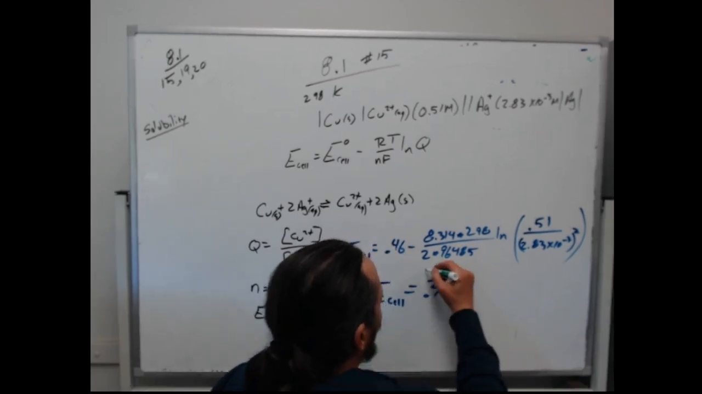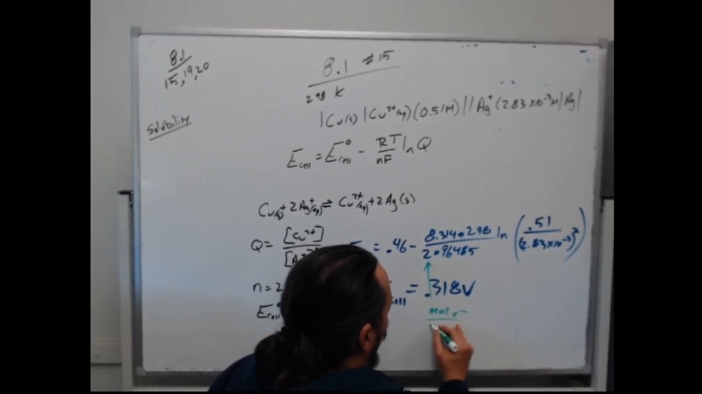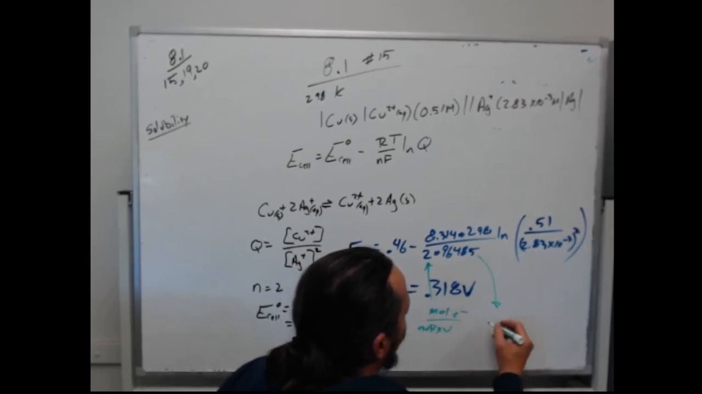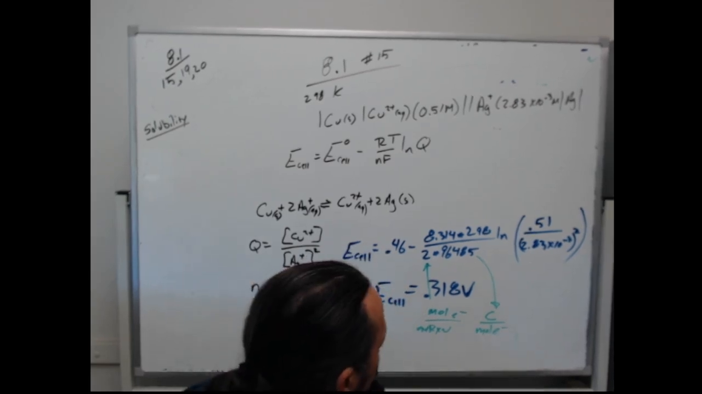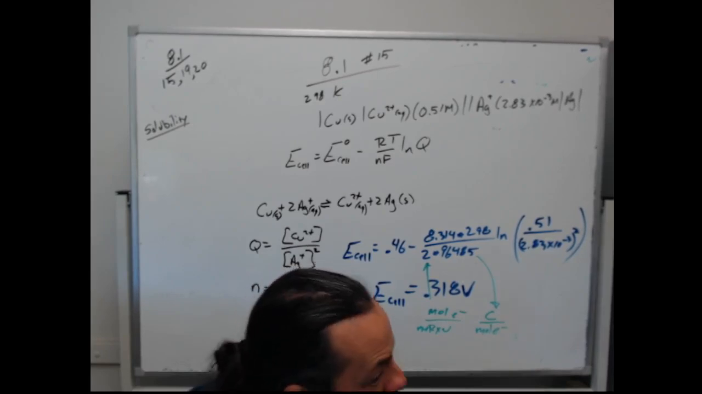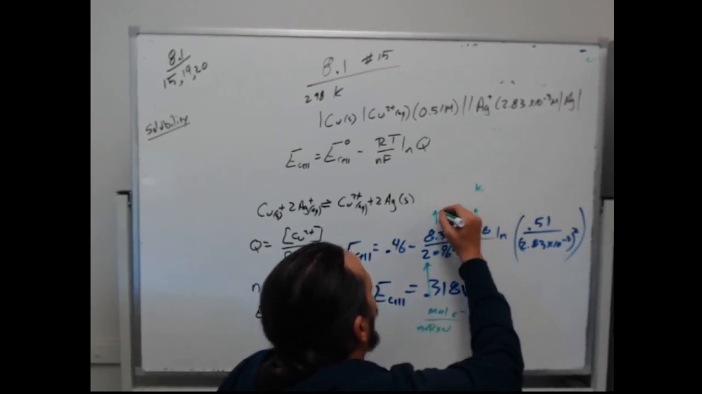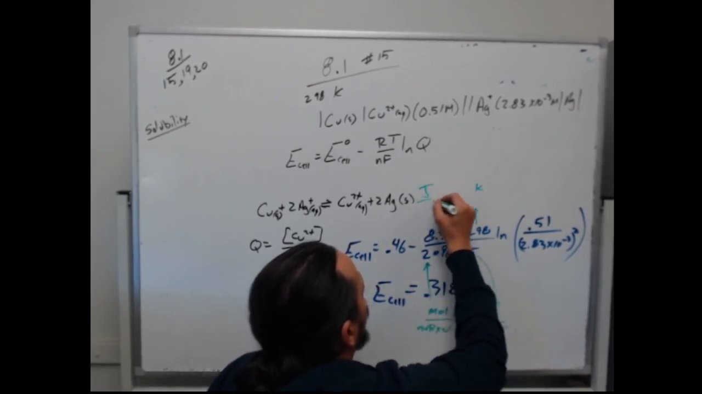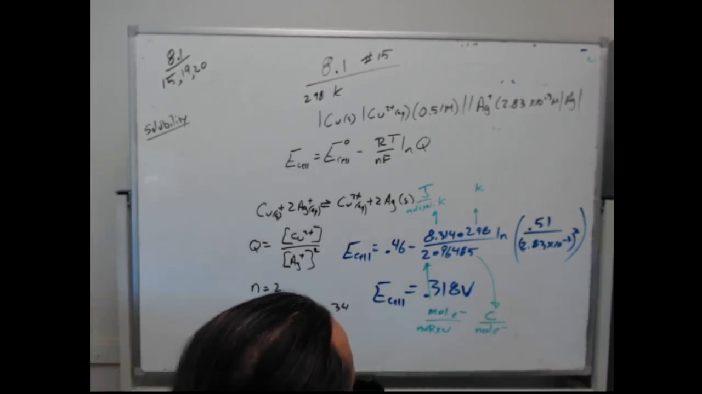So, the 2 here is moles of electrons per mole of reaction. 96485 is coulombs per mole of electrons. So that will cancel out coulombs, and we'll essentially just end up with something that is in coulombs per mole of reaction. The 298 is Kelvin. 8.314 is joules per mole reaction Kelvin. Gotta double check and make sure I didn't forget anything on that.